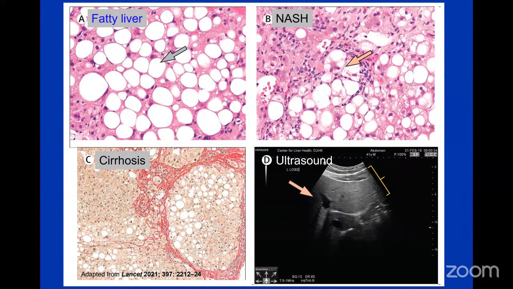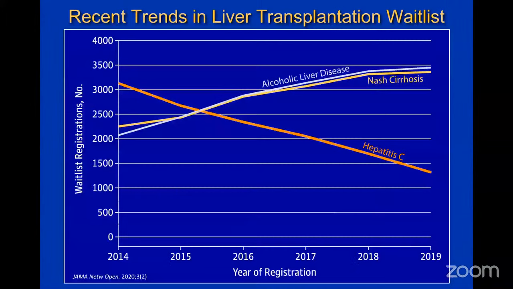That's what a fatty liver looks like, and it progresses to non-alcoholic steatohepatitis. You can see the cellular infiltrated panel B, then cirrhosis, and then either transplant or death. And this problem is really increasing at an alarming rate. It used to be that hepatitis C was the leading cause for liver transplantation, but now alcoholic liver disease and NASH cirrhosis are competing for the leading cause of liver failure and transplantation. And this disease is everywhere.